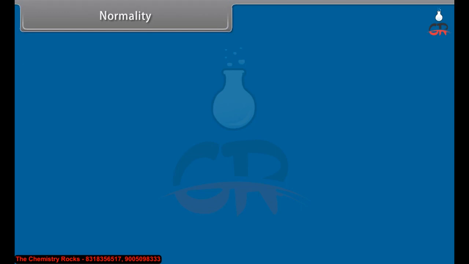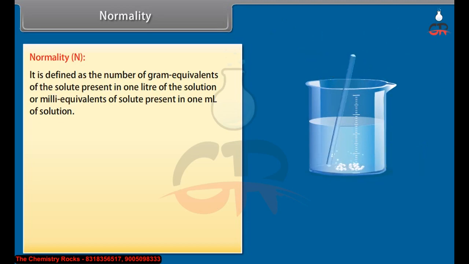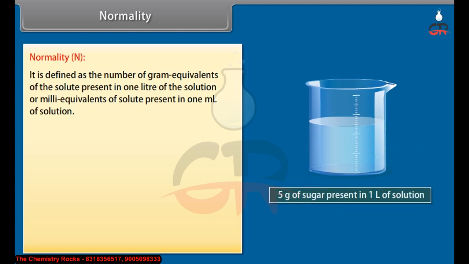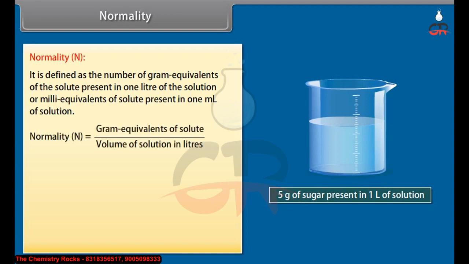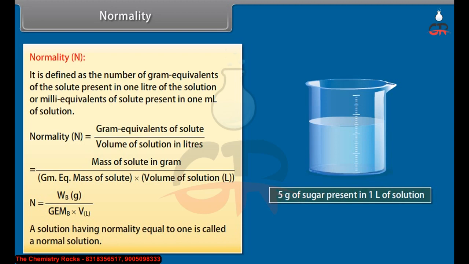Normality. It is defined as the number of gram equivalents of the solute present in 1 liter of the solution or milli-equivalents of solute present in 1 milliliter of solution. It is represented by N. Mathematically, normality, N, is equal to WB in grams divided by the product of gram equivalent mass of B and volume of solution in liter. A solution having normality equal to 1 is called a normal solution.